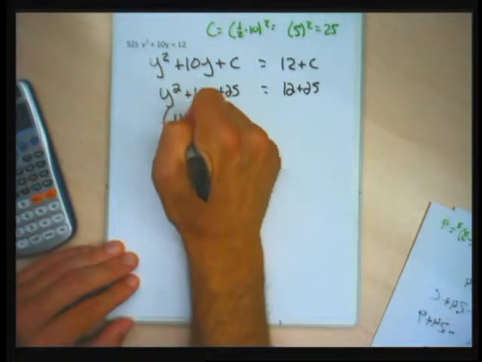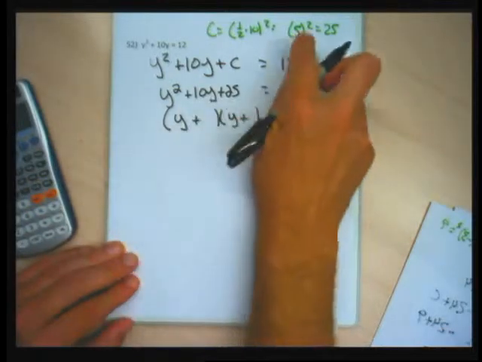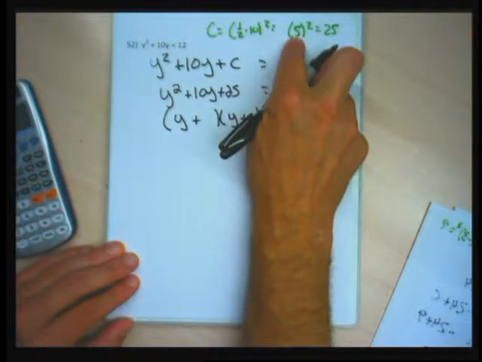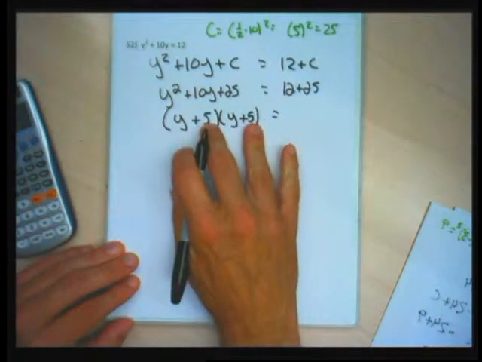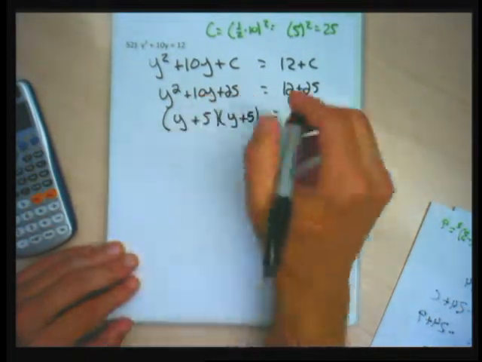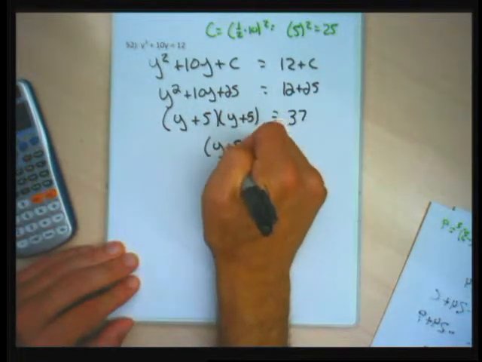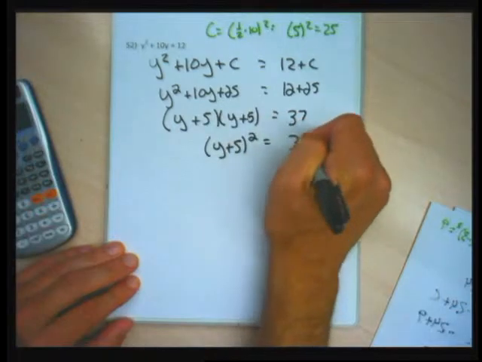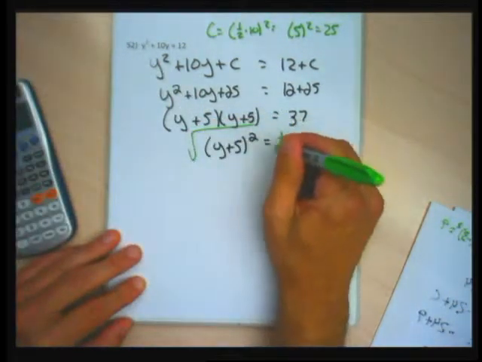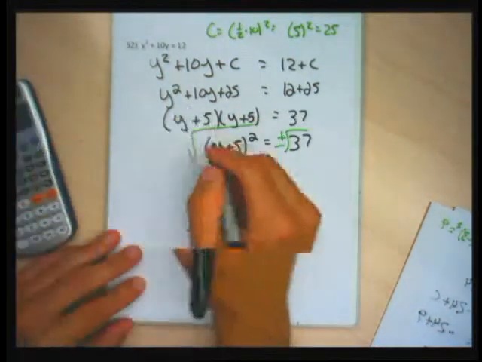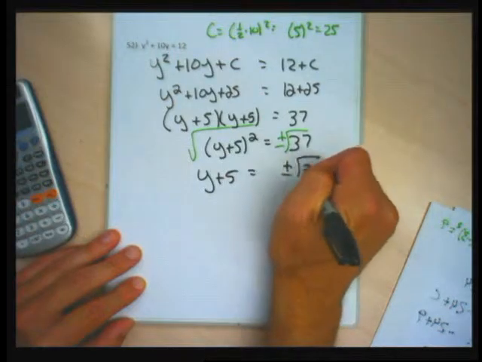Left side, I know it factors. I don't need minus signs because there's no minus signs in the problem. The number inside the parentheses before I square it when I'm solving for the c goes in each, because 5 times 5 is 25, 5 plus 5 is 10. Right side I can do without my calculator. So I get y plus 5 squared equals 37, square root, plus or minus square root. This gives me y plus 5 equals plus or minus the square root of 37.